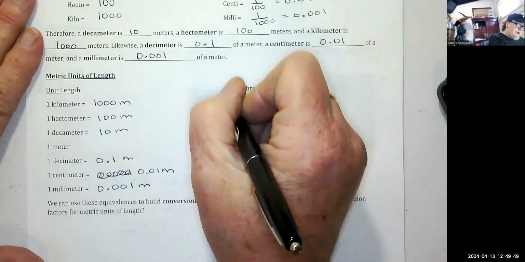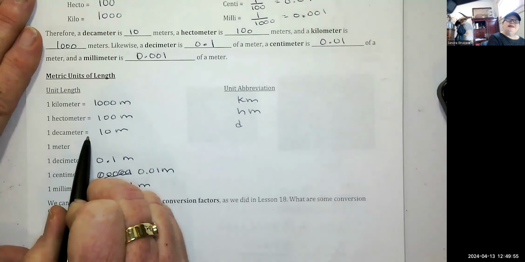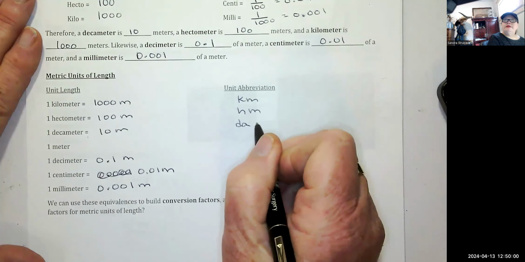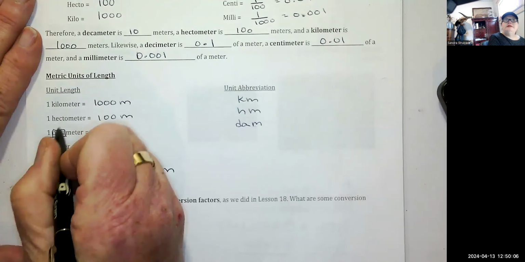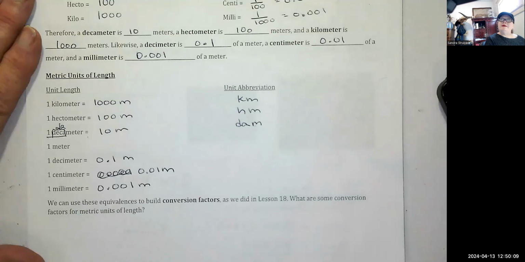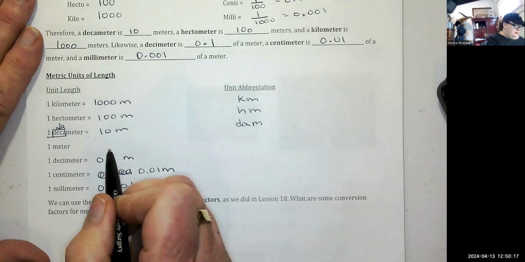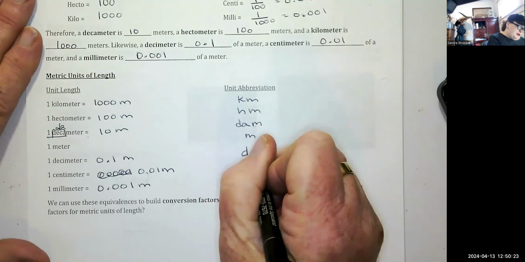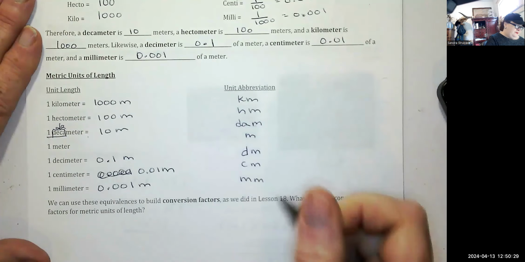Abbreviations for these are km for kilometers, hm for hectometer. Decameter is not DM, it's DA, and then whatever the unit is. In this case, it's meters. So the DA is the deca part. So if you're using decagrams, it would be DAG, or decaliters is DAL. Okay, just to help you out with that. Then there's meters, and that's just M. Decimeter is DM. Centimeters is CM. And millimeters is MM. Okay.